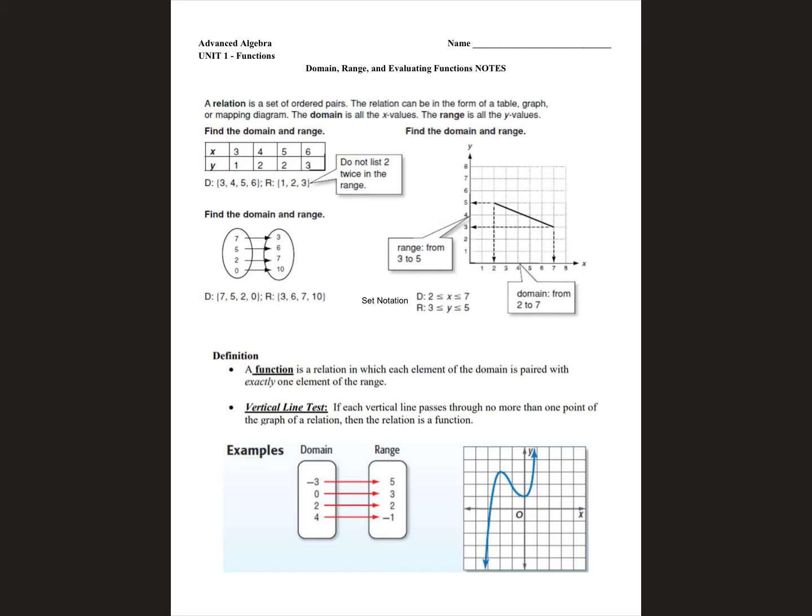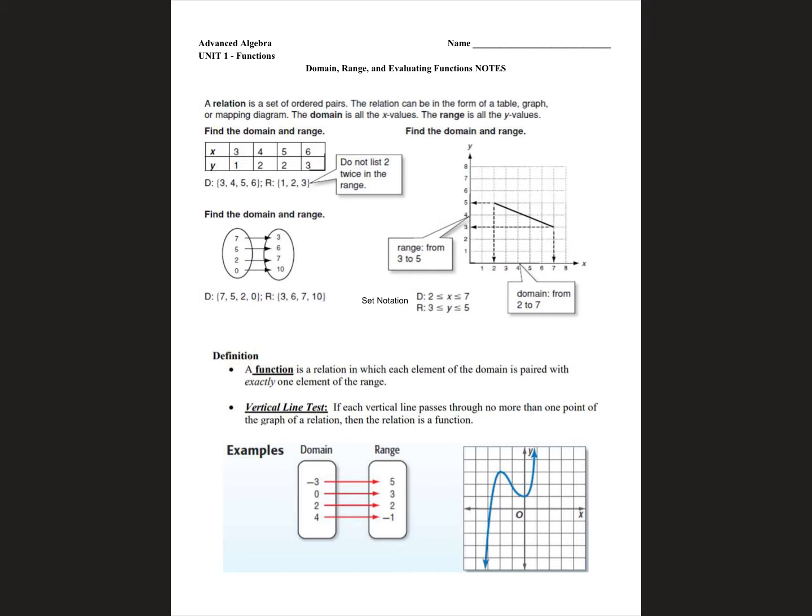A relation is a set of ordered pairs. So when you think of ordered pairs, think of you have an x coordinate, a y coordinate. Now these ordered pairs, or the relation, can be represented multiple ways. We could represent it in the form of a table, a graph, or even a mapping diagram. All three of these forms are represented down below.